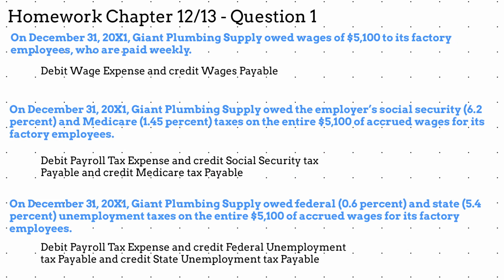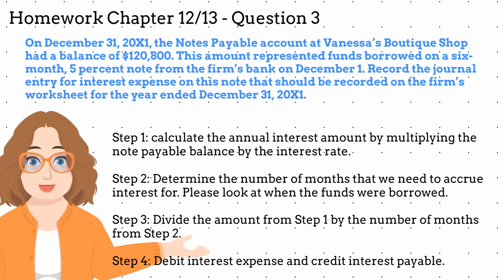The next journal entry is a wage accrual of $5,100, which means that we need to debit wage expenses and credit wages payable. The last 2 journal entries require us to calculate payroll taxes and then record those entries by debiting payroll tax expenses and crediting the applicable liability account, such as Social Security tax payable. That now brings us to question 3.